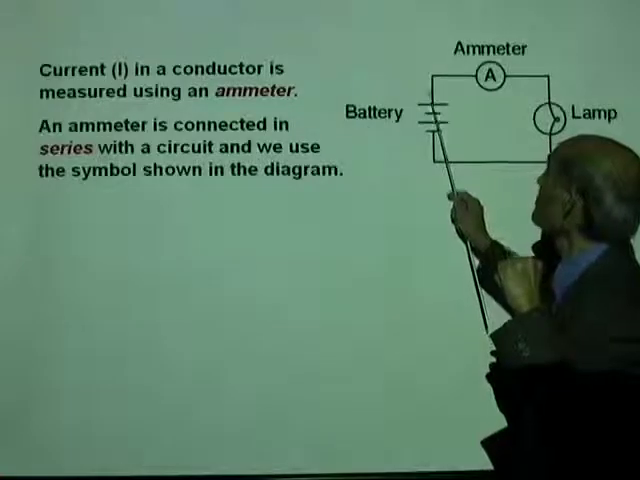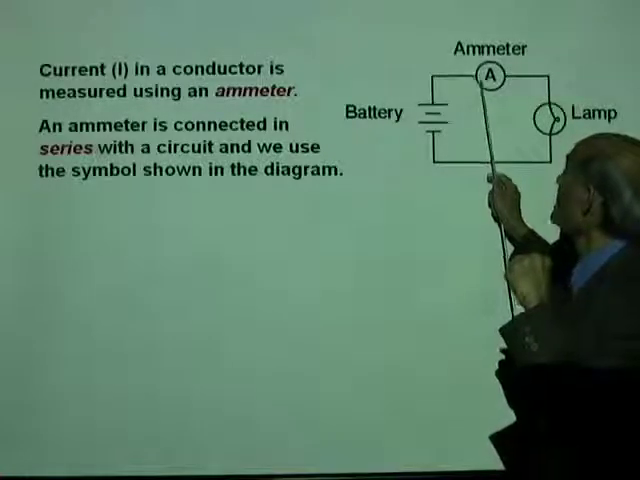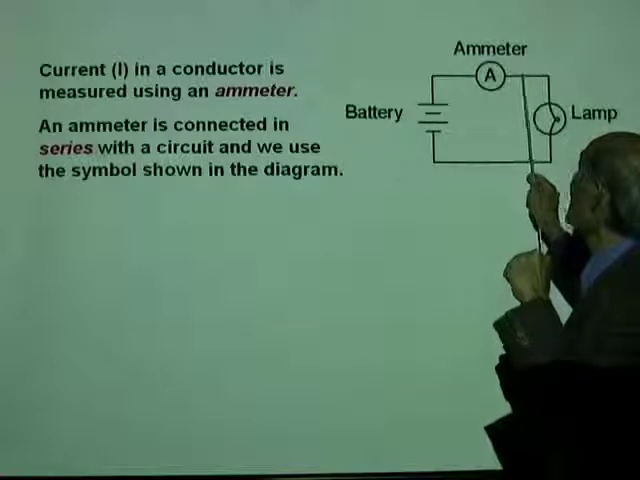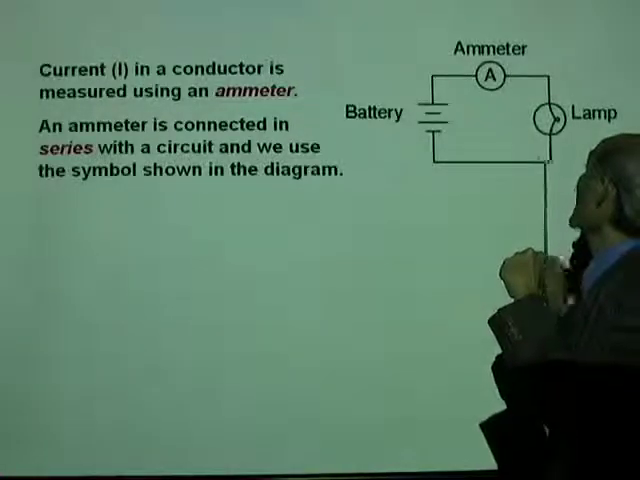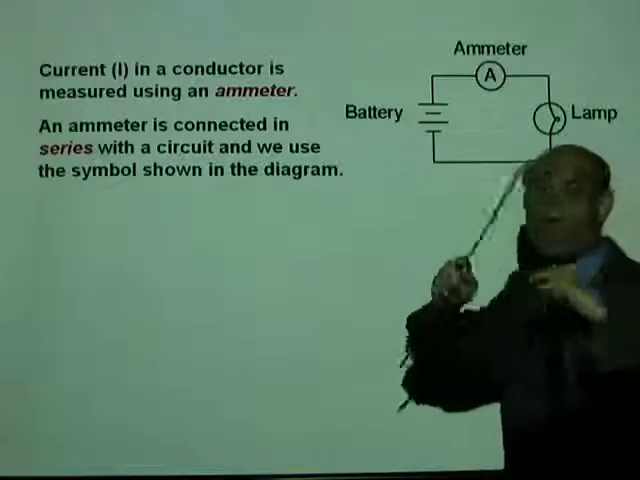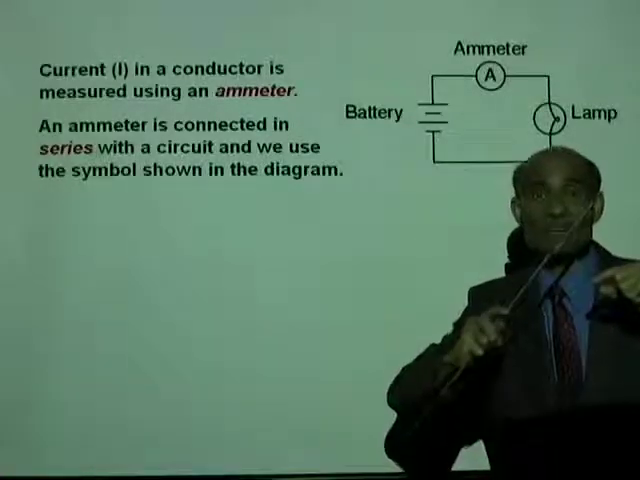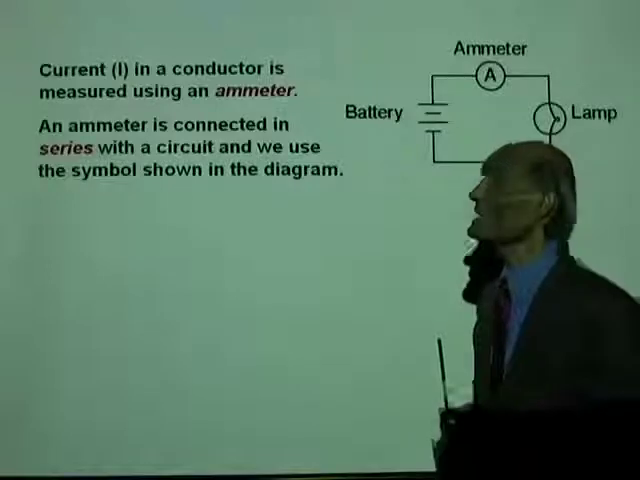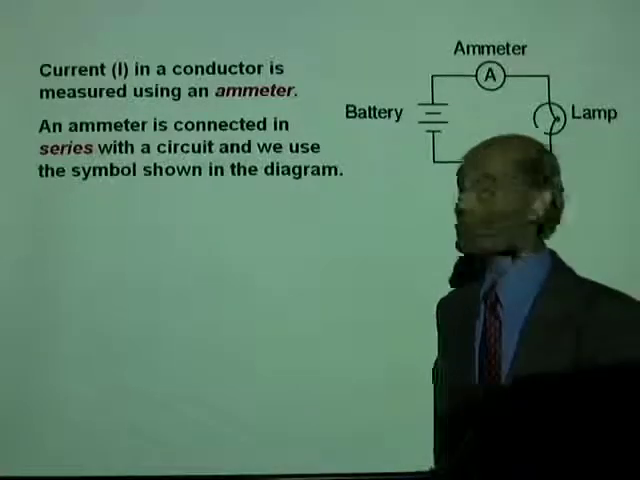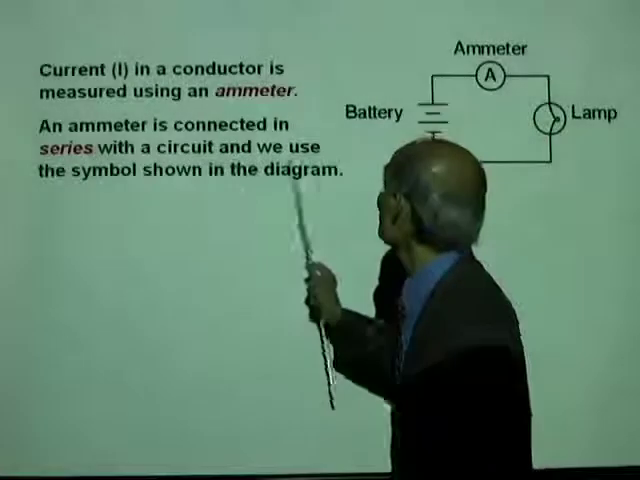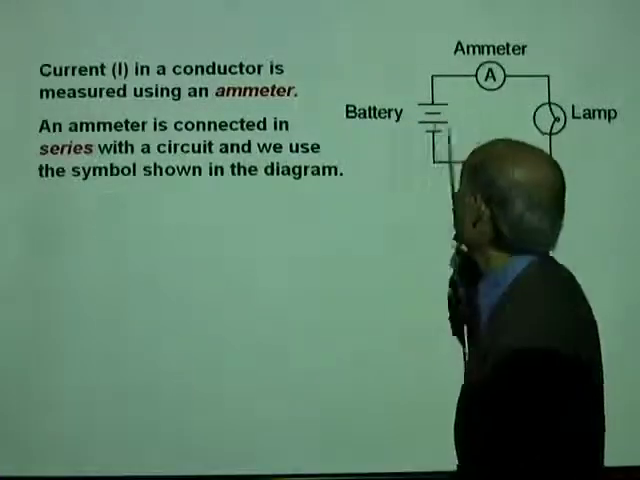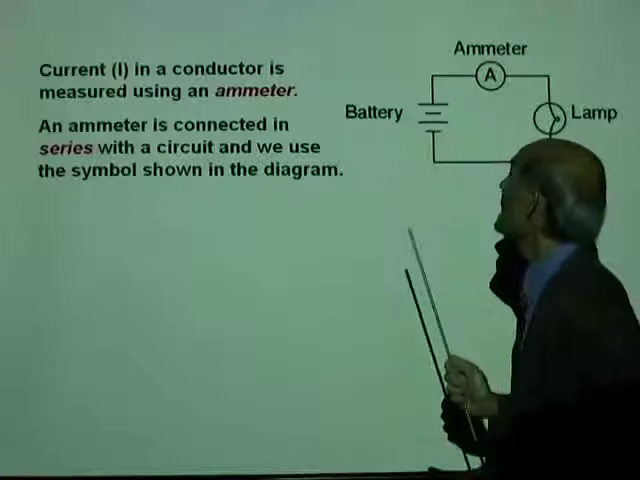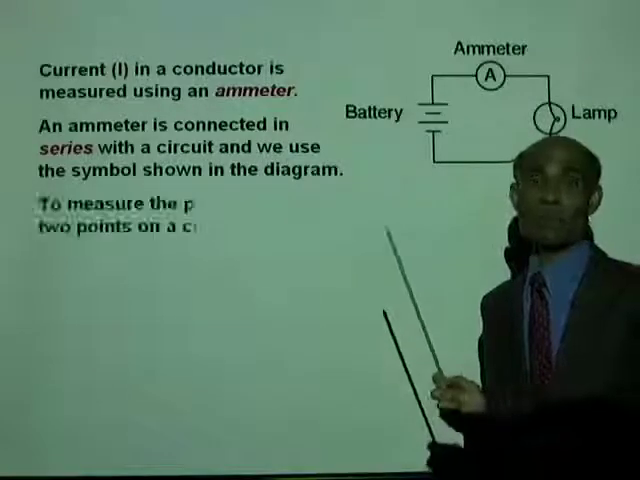The positive end of the battery to the ammeter, the other end of the ammeter to the lamp, then the lamp back to the battery. This is a series connection. So an ammeter is connected in series with the circuit, and we use the symbol shown here. Look at the symbol for the ammeter. A circle with an A is an ammeter.